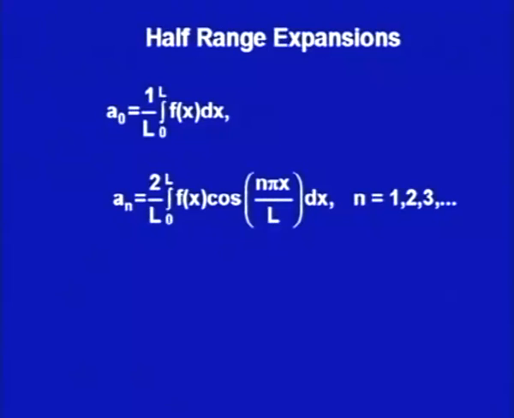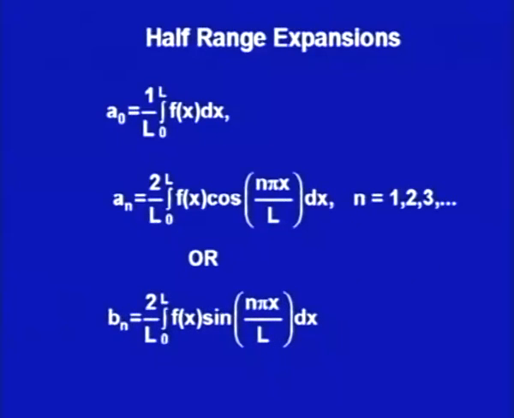Or if the function is odd, we get the Fourier sine series with the coefficients b n as 2 by L integral 0 to L f(x) sin n pi x by L dx. That says we can find the Fourier coefficients only for the function defined in the interval 0 to L, but the condition is that the function has to be either even or odd and it has to be periodic.